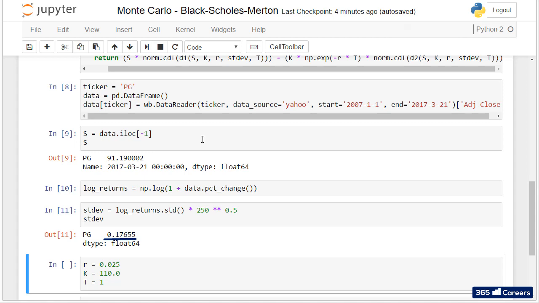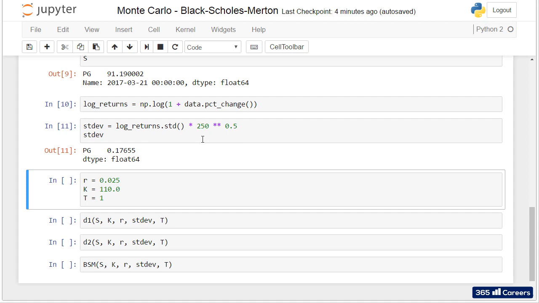Okay, let the show begin. We can calculate the price of the call option. We will stick to a risk-free rate of 2.5% corresponding to the yield of a 10-year government bond, as shown in Bloomberg, the one we used in one of our earlier lectures, remember? Let's assume the strike price equals $110 and the time horizon is 1 year.